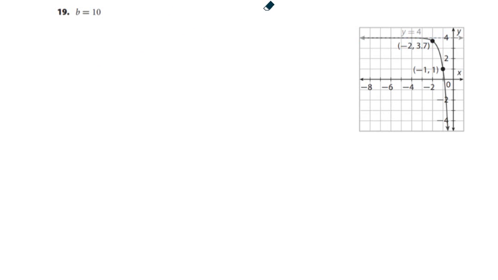So we're given a parent function here of f of x equals 10 to the power of x. And that means that our original reference points that have been transformed here are going to be 0, 1. So we plug in 0, we get 1, and 1, 10 to the first power, 10.